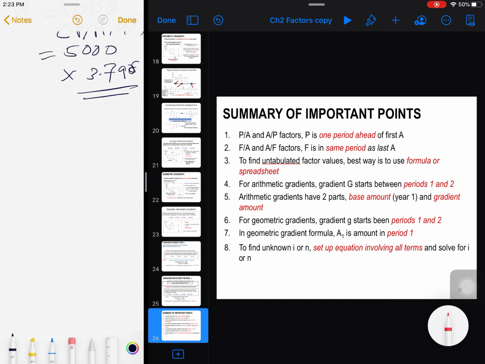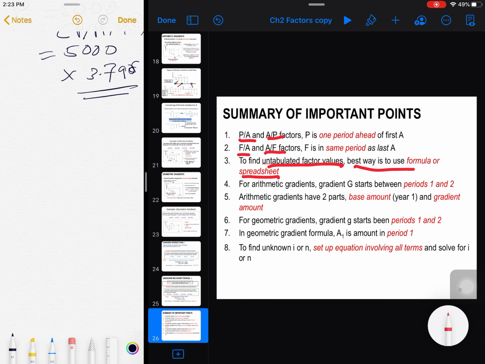And here we go. We have covered everything for chapter number 2. First, we have calculated P over A and A over P. We have calculated F over A and A over F factors. And we have been able to find untabulated factor values. And the best way is to use formulas or a spreadsheet.